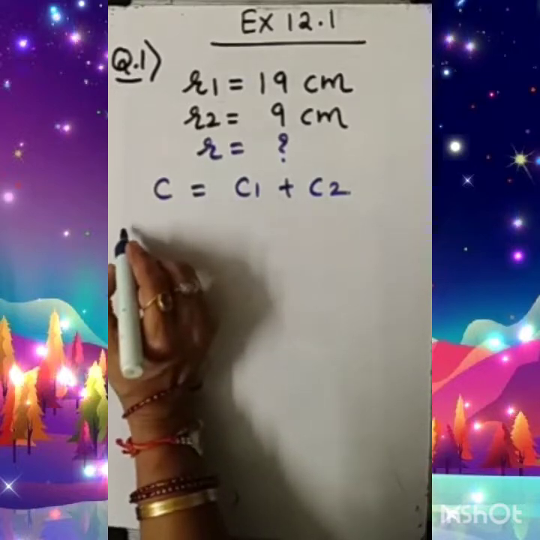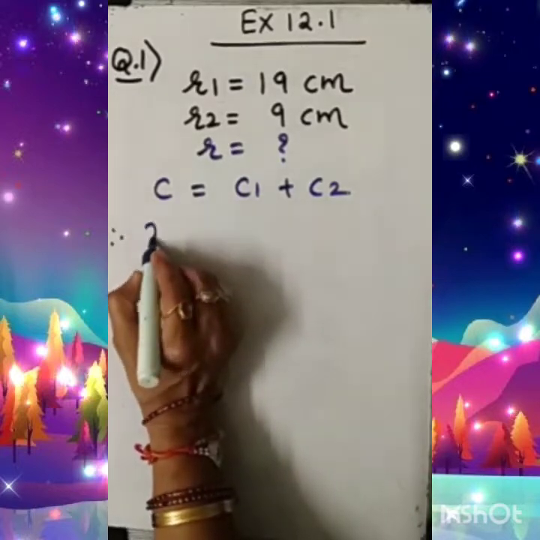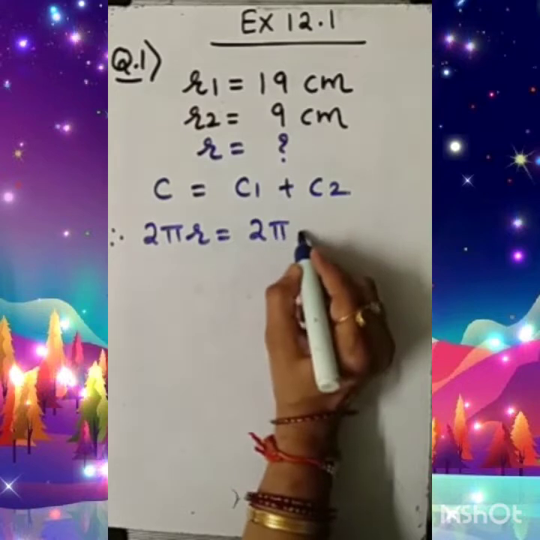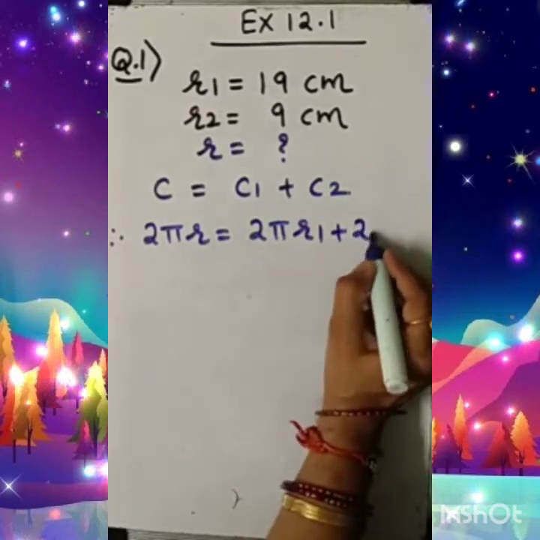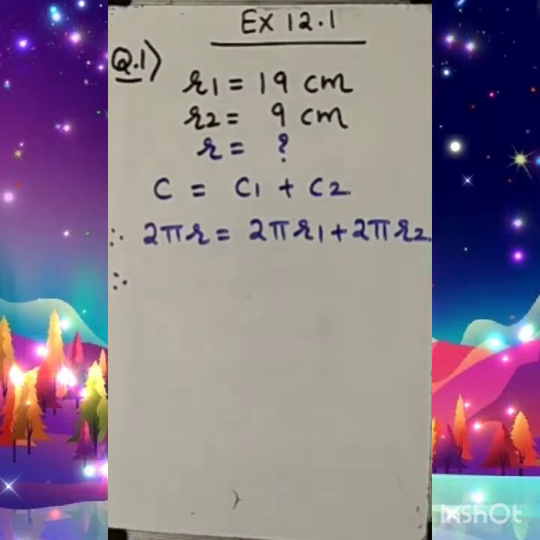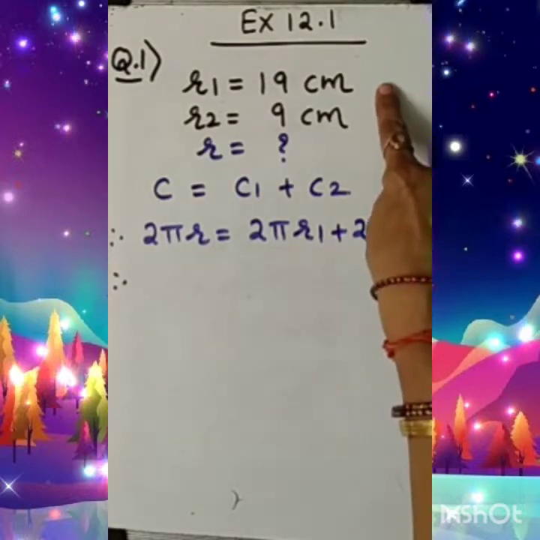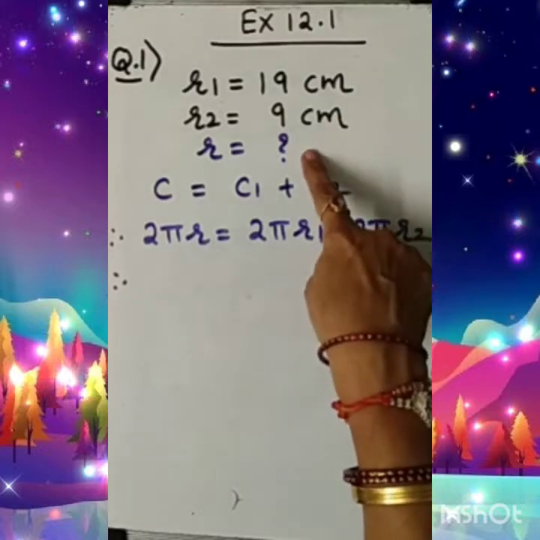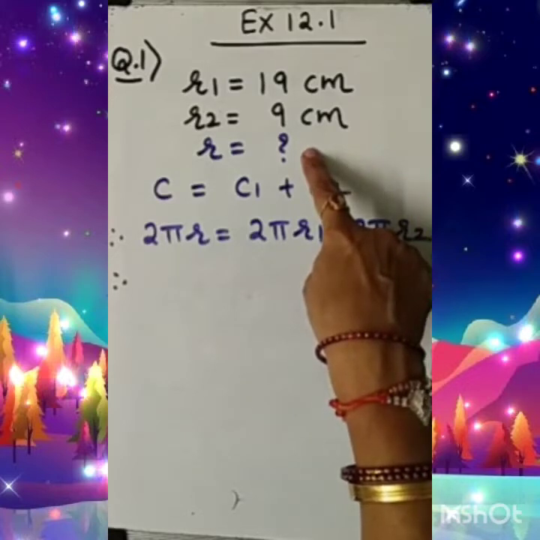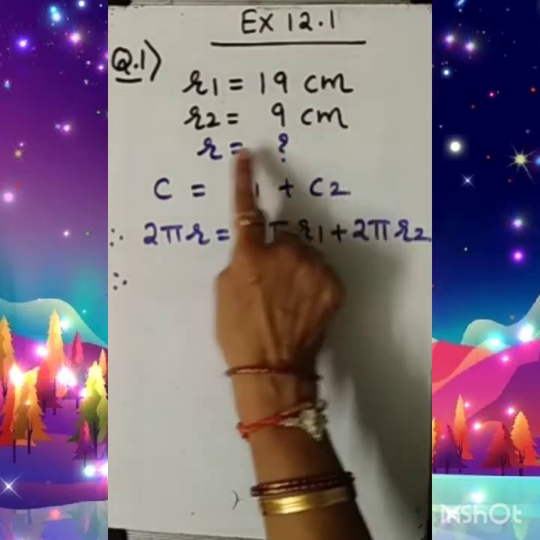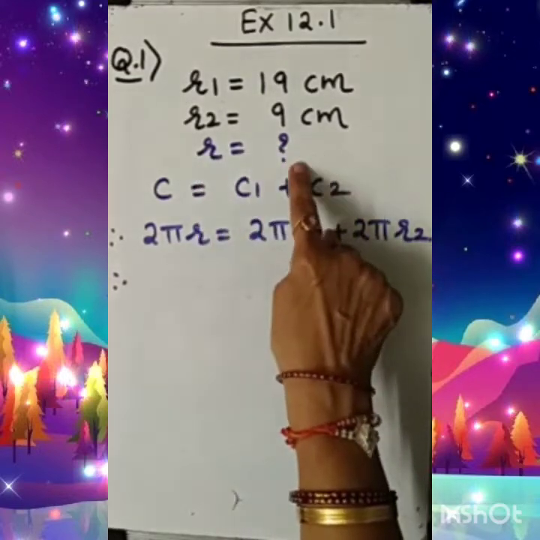So dear student, here let's put the value. We know circumference C means 2 pi r. Here it is 2 pi r1, and of course here 2 pi r2. Once again I am explaining till here. The radius of the first circle I am considering 19. Radius of second circle is 9 centimeter, and the radius of the new circle which has been formed after adding the circumferences of these two circles, I am considering r. That we need to find here.